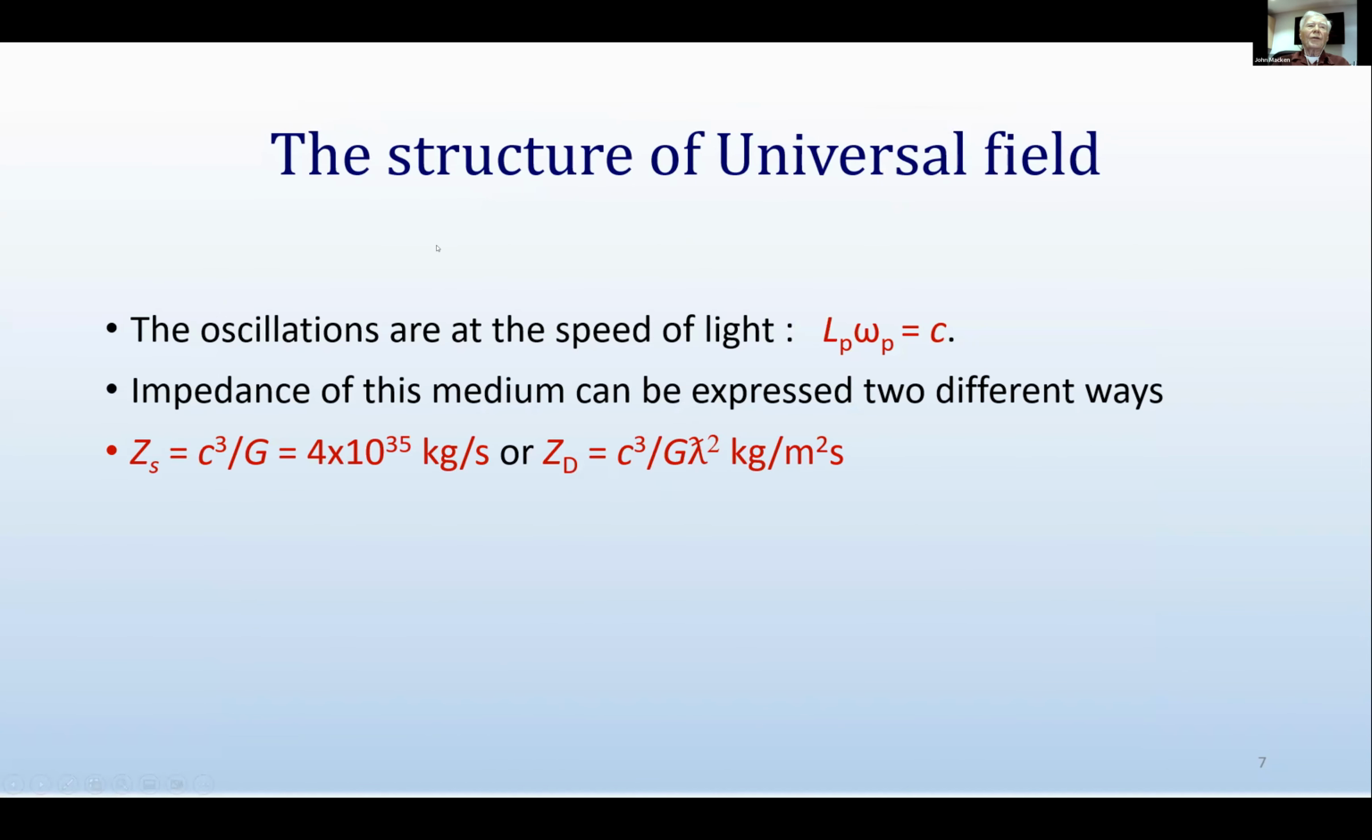The structure of the universal field: the oscillations are at the speed of light. If we multiply Planck length times Planck frequency, we get c, so there is a natural reason why waves in this medium should propagate at the speed of light. The impedance of this medium can be expressed 2 different ways. One is c cubed over G, which equals 4 times 10 to the 35th kilograms per second. This is derived both from that assumption I started with, and also people working with gravitational waves have determined that gravitational waves seem to be encountering this impedance if you assume they're propagating in a medium.